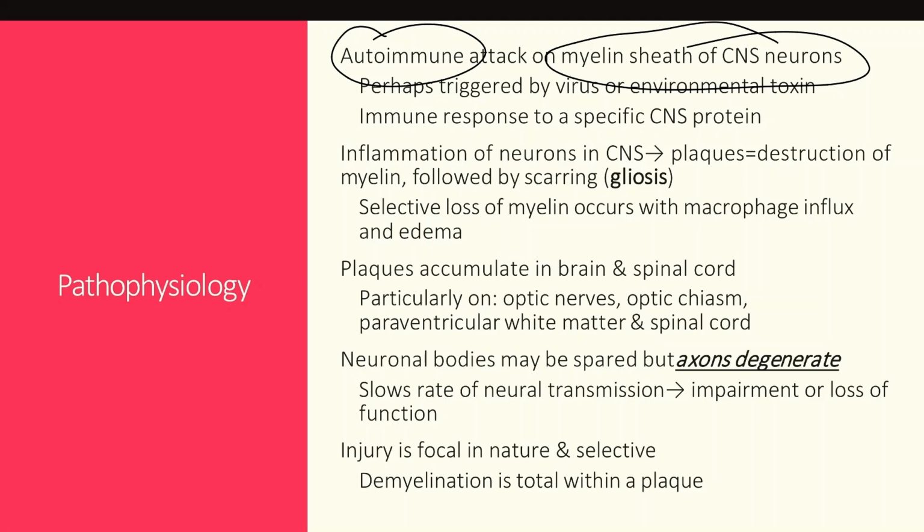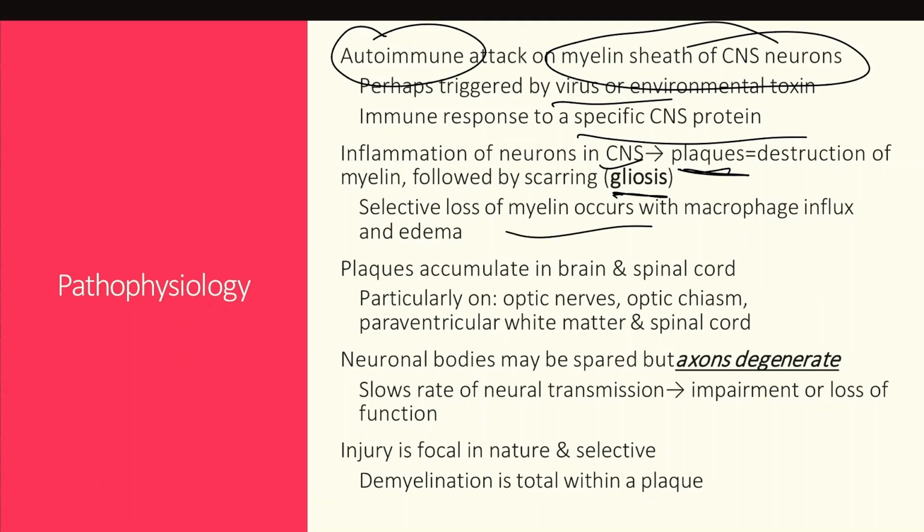That may be triggered by a virus, and then it may be a response to a specific protein that got into the CNS that causes this whole autoimmune cascade to start. You get inflammation of the neurons in the CNS. That leads to plaque formation. So you're going to see a lot of plaques on scan with MS, followed by scarring, and that's called gliosis. So you have scarring in the brain, it's called gliosis.